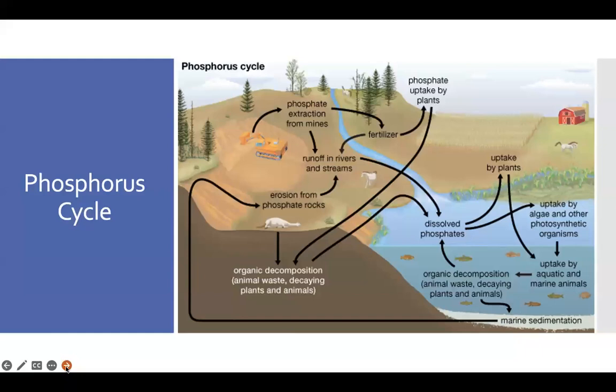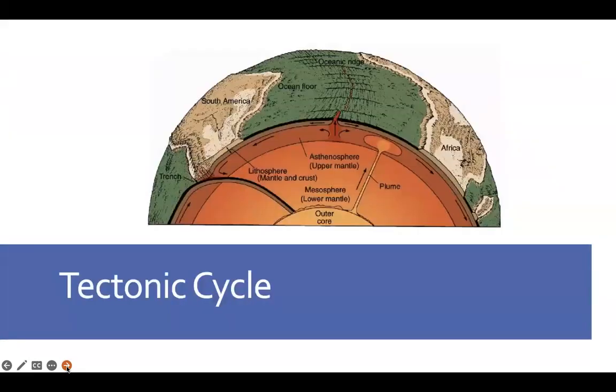Phosphorus is interesting because it doesn't have an atmospheric phase. It only has an ocean and rock and organisms. So you can see here, and you can pause the video if you want to see where phosphorus goes. So we'll revisit this when we look at agriculture, and it's not my intent to give you an intensive look at all of the things in this presentation. This is really just an introduction to Earth itself.